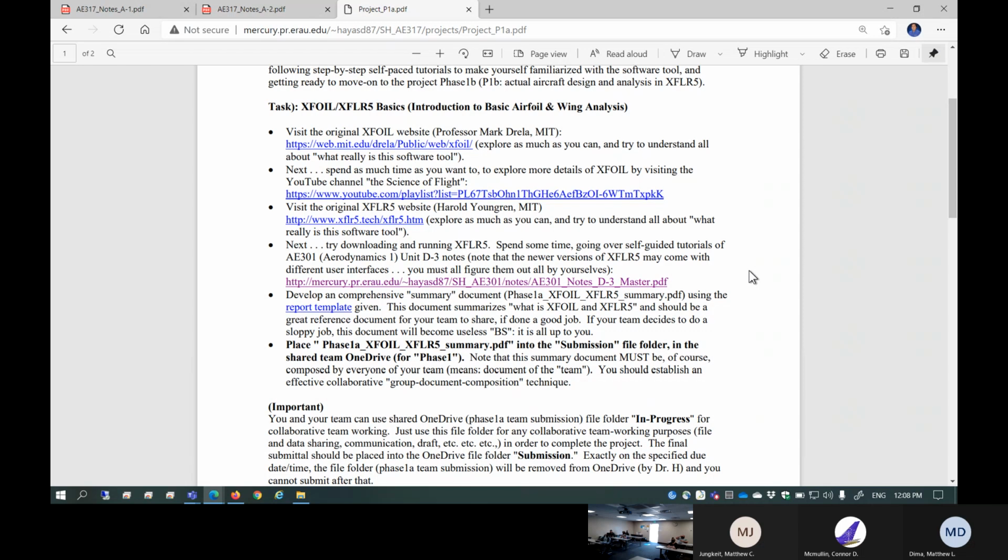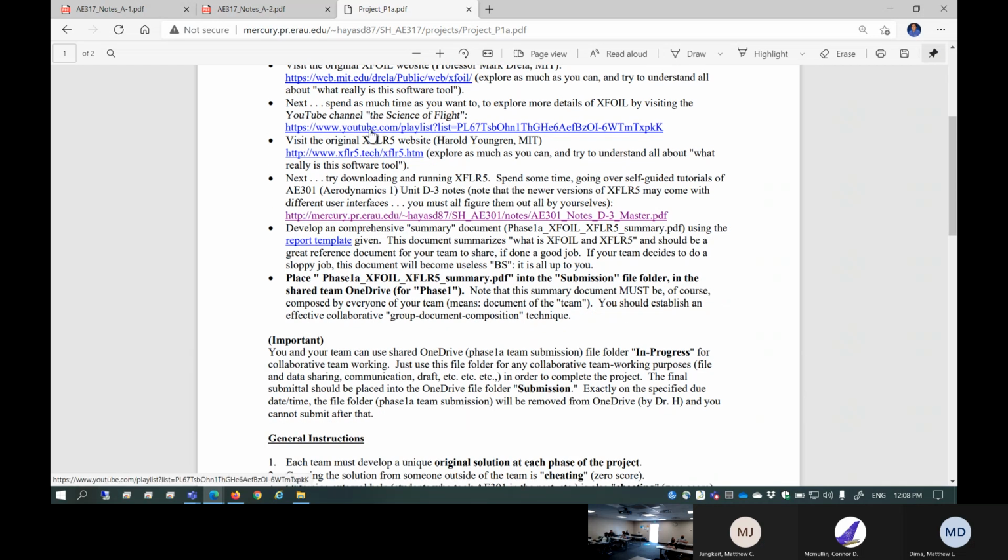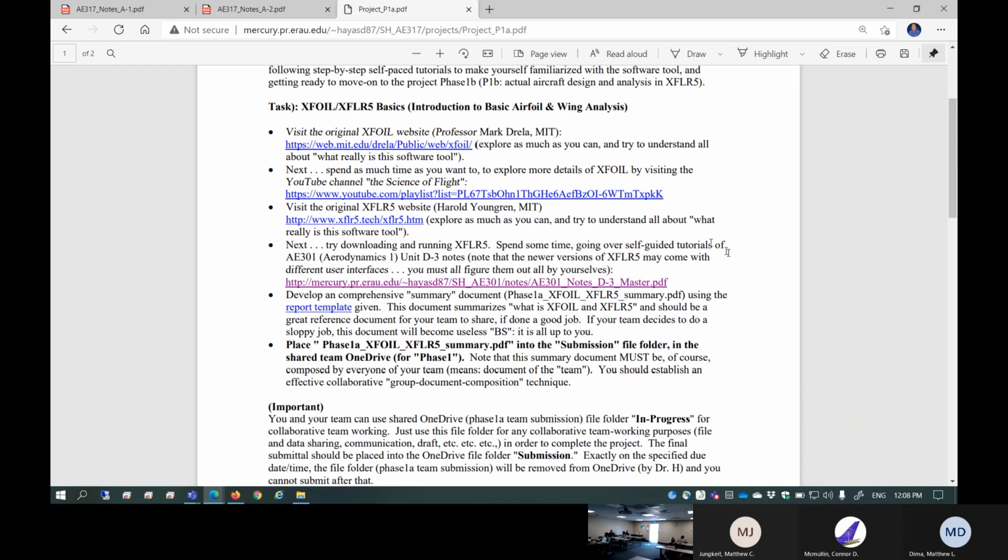Okay, so you're going to start with Xfoil. Xfoil is a panel method. Panel method is covered in Aerodynamics 1, which is Unit D3. So if you want to know a little bit more about the basics of panel method, start with Aerodynamics Note D3, which is already given here. This is Note D3, okay? And then this is the home page of Xfoil, and this is a YouTube channel of The Science of Flight, and there's a person who actually spent tons of time in Xfoil and provides a tremendous amount of self-guided tutorials on YouTube. So you can go through it.